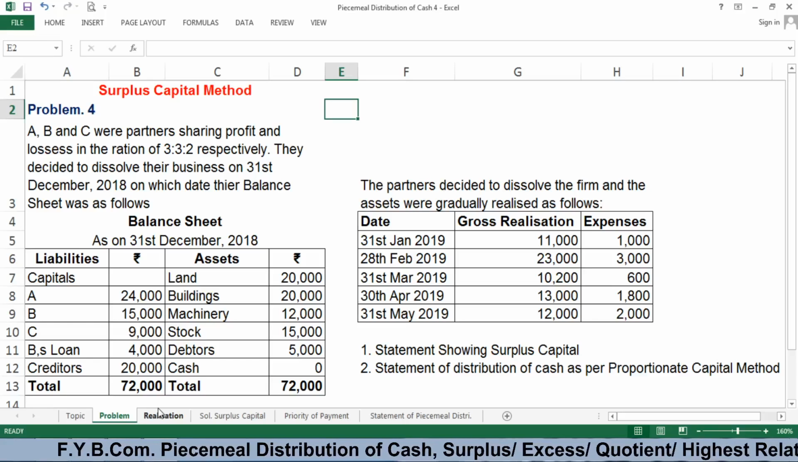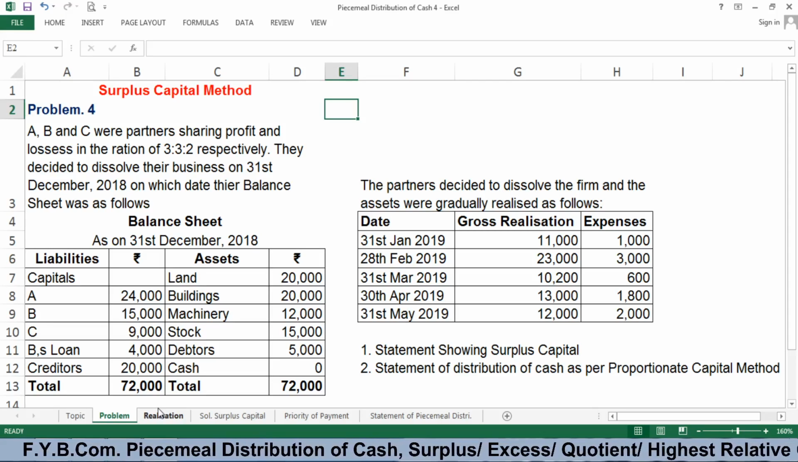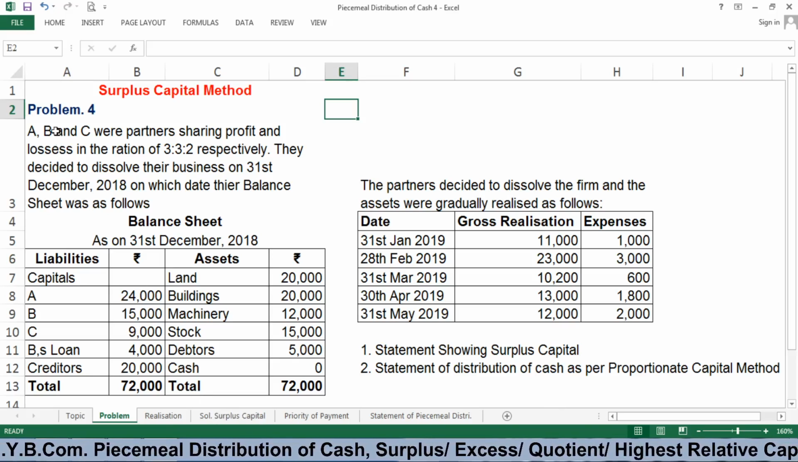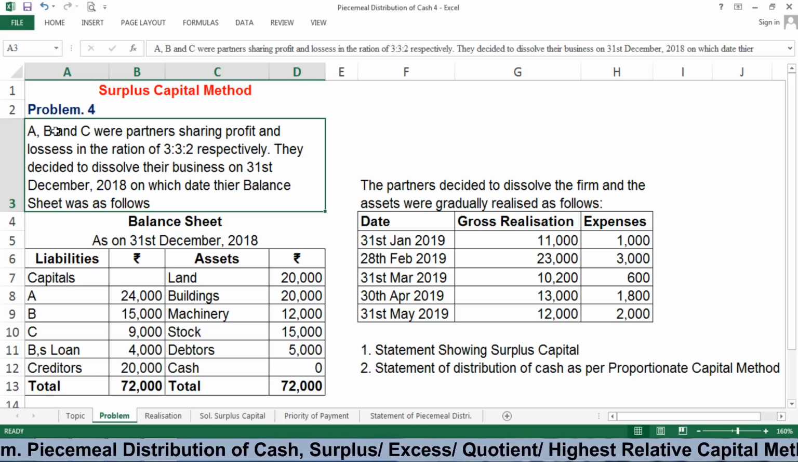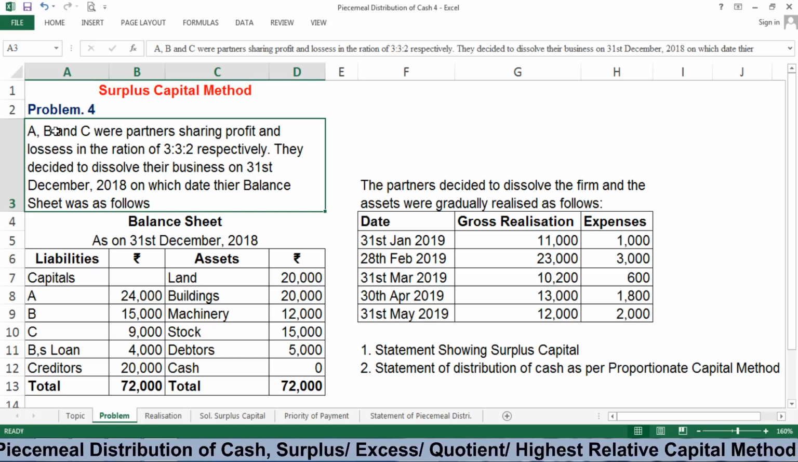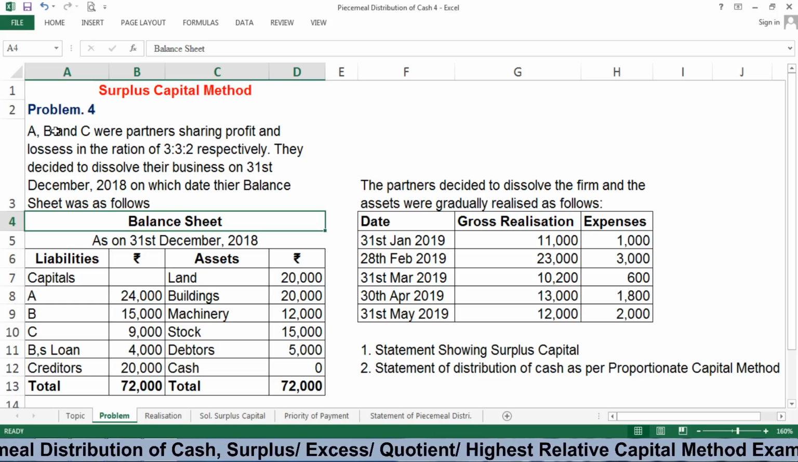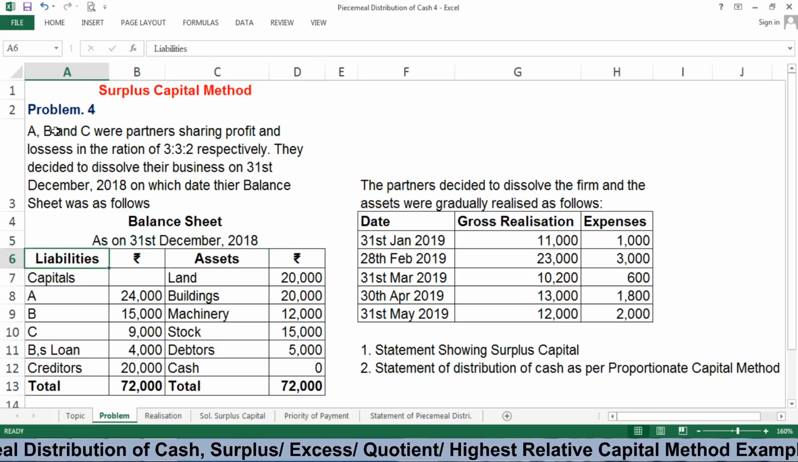Let's start our example number 4 of piecemeal distribution of cash with the surplus capital method. You can take a screenshot of this example or write it down in your notebook. A, B and C were partners sharing profits and losses in the ratio of 3 is to 3 is to 2 respectively. They decided to dissolve their business on 31st December 2018, on which date their balance sheet was as follows. So look at the balance sheet as on 31st December 2018.